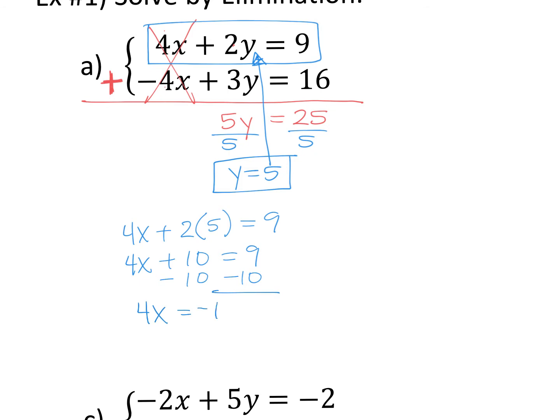Be careful here. I feel like whenever the number is smaller, that's the constant, people want to divide the wrong way. Don't divide by negative 1. Divide by what? 4, right? We want to isolate the x. So you get x equals negative 1/4. That means my answer is the point negative 1/4, comma 5.